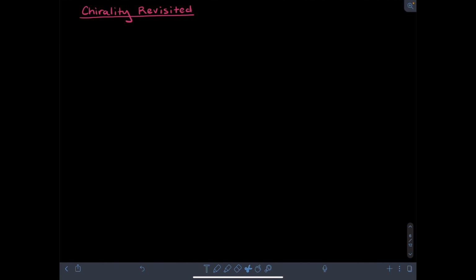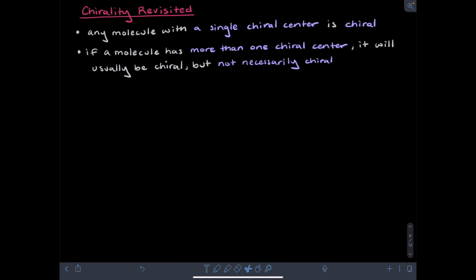Now that we have molecules with more than one chiral center, I want to revisit the idea of chirality. Any molecule that contains a single chiral center will always be chiral. If instead a molecule has more than one chiral center, it will often be chiral, but it's not necessarily chiral. For molecules with more than one chiral center, you have to look at symmetry to determine if the molecule as a whole is chiral or not.